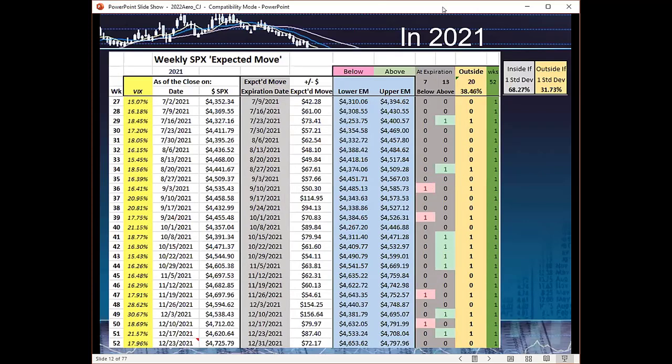Last year in 2021, we saw 38% of the weeks close outside of the expected move. One standard deviation would have expected only 31%. So you can see more often than expected, even during that enormous rally last year, we still saw closes outside of the expected range or expected move.